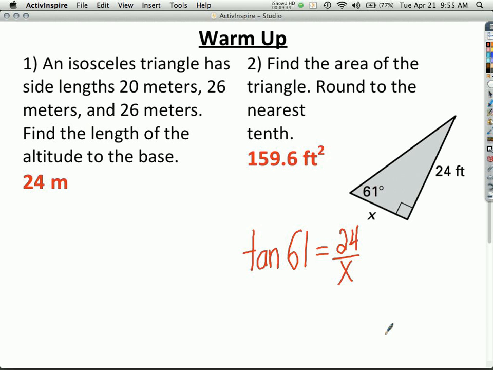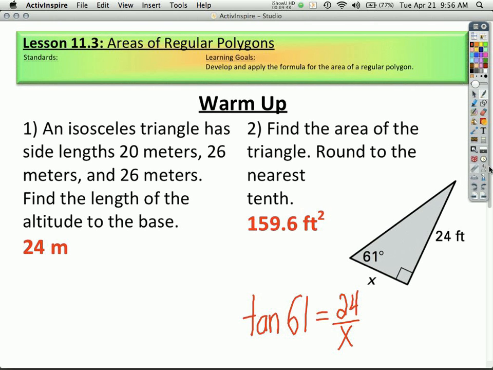This warm-up also served a second purpose. Second purpose is that trig functions and triangles are going to be used today for today's lesson. So are there any comments, questions, any observations from today's warm-up? Of course, you've already titled it Lesson 11.3, and we're going to be exploring the areas of regular polygons. Okay, let's pause here.